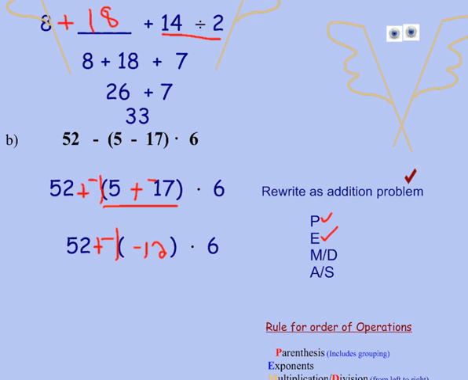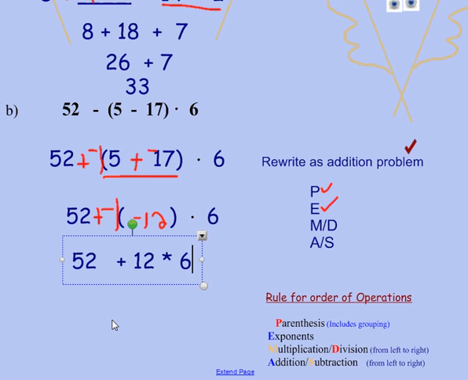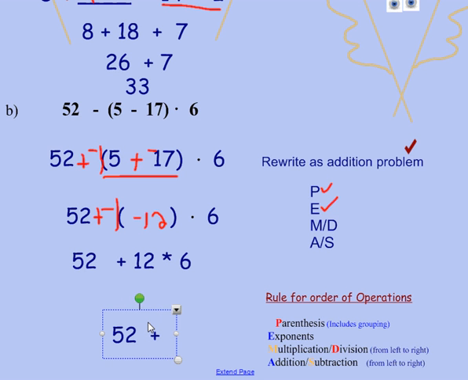So what I will do is I will go 52 plus 12 times 6. I have to move this over for you a little bit. You've got the two negatives, and it's going to make it a positive. And my next thing to do is 12 times 6. So I'm going to go 52 plus, I believe, 72.